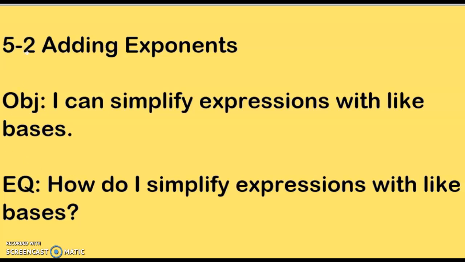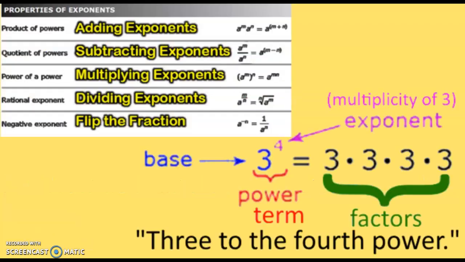Lesson 5-2, Adding Exponents. Objective: I can simplify expressions with like bases. Essential question: how do I simplify expressions with like bases? Let's refer to our formula chart. Product of powers is adding exponents. a to the m times a to the nth power equals a to the m plus n power.